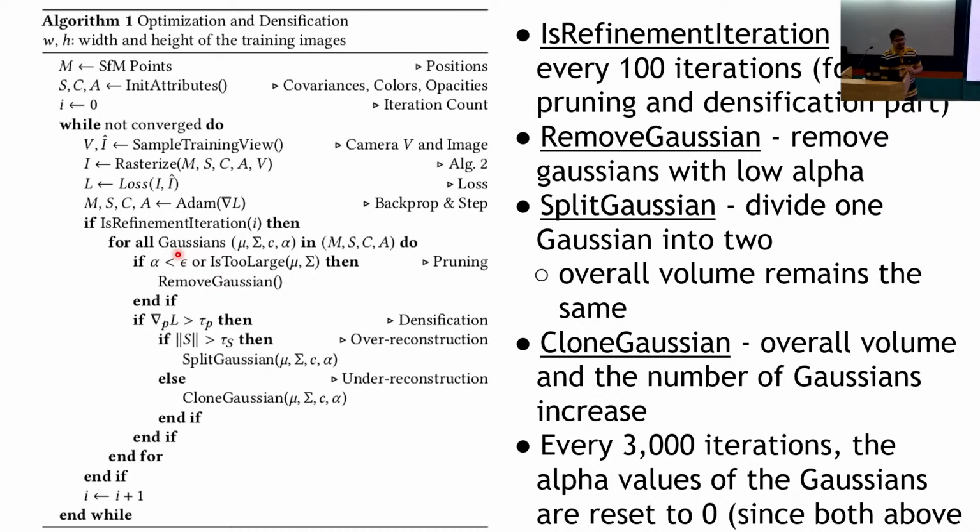But overall, the community of novel view synthesis has moved to 3D-GS. So people who are working in this domain can use 3D-GS as their representation. So any questions?